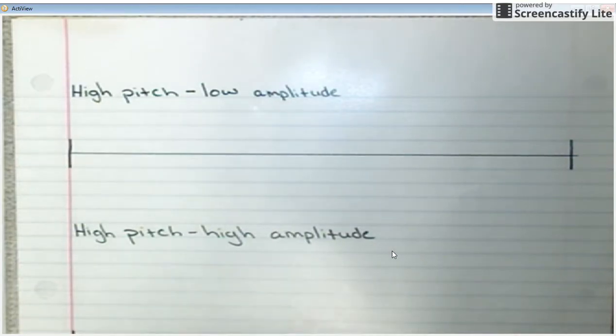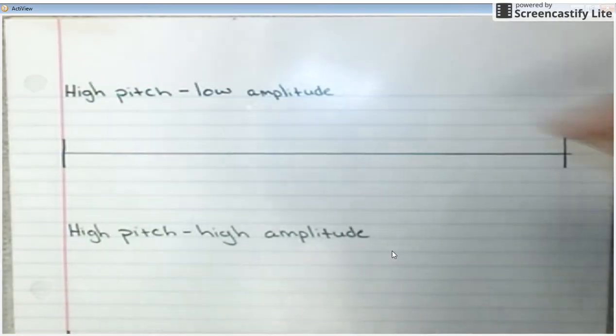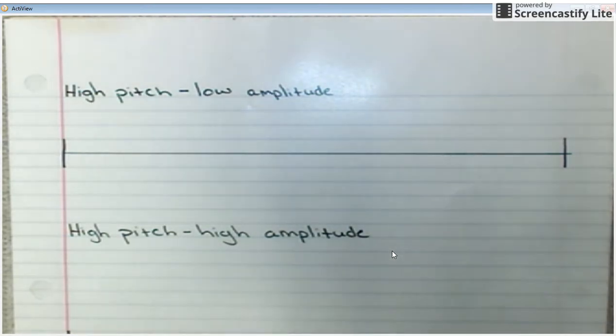Okay, so in this second video, we're going to talk about how to draw waves given pitch and amplitude. Now remember, pitch has to deal with how high or how low something is. So a flute is high pitch, a tuba is low pitch. And pitch is also told by wavelength. So something that has a high pitch is going to have a short wavelength. Something with a low pitch is going to have a very large wavelength.